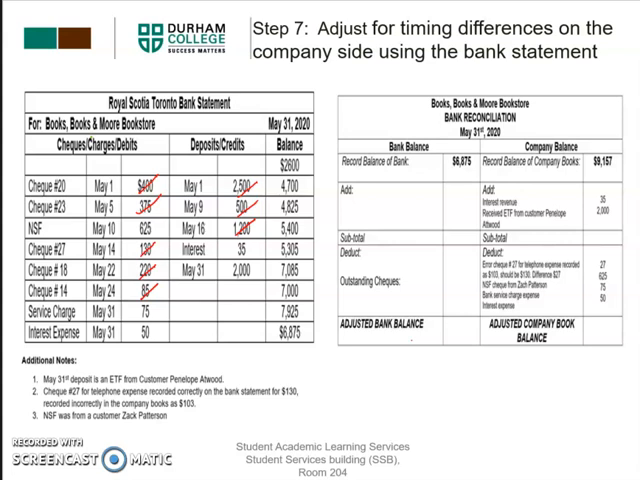On May 10th, on the bank statement, they recorded an NSF check from Zach Patterson, a customer. NSF means not sufficient funds. Zach's check was worthless. The bank decreased our bank account. However, we as the company had no idea that this had occurred. So we need to decrease our company cash account, so we record that under deduct.